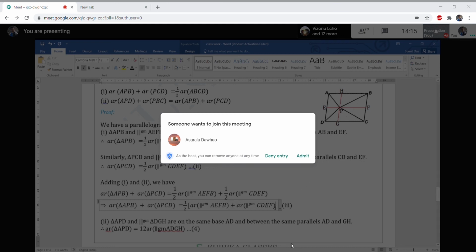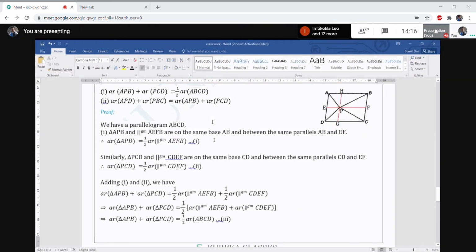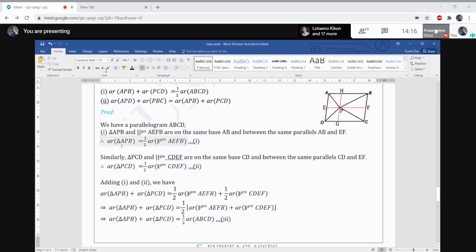Which is equal to half of area of ABCD. I hope you can understand: parallelogram AEFB and parallelogram CDEF, if you add, we will get area of parallelogram ABCD. Basically, that is the parallelogram. Fine. So this is our number one proof.